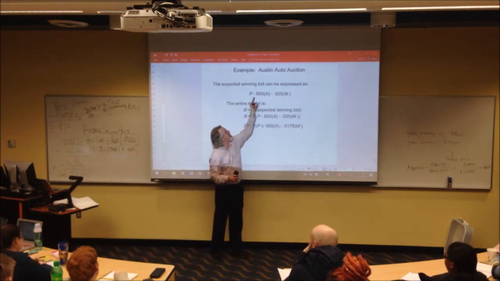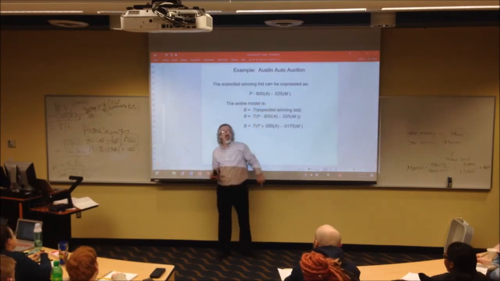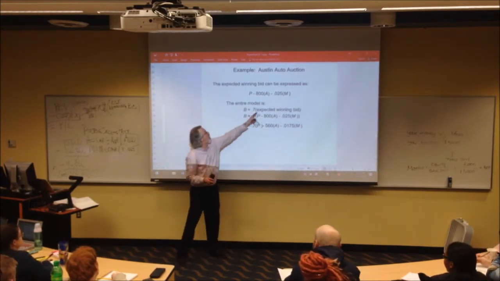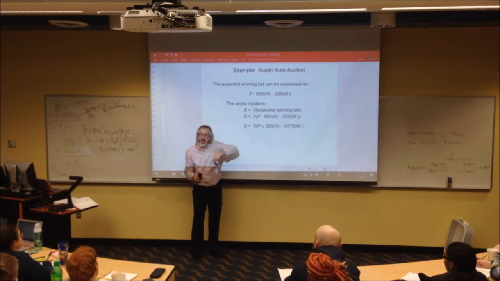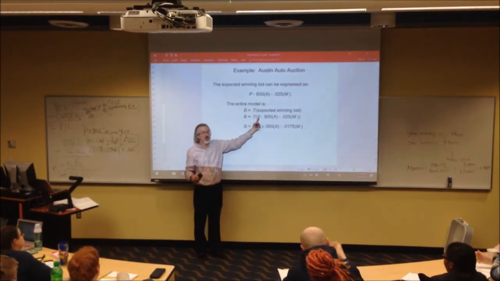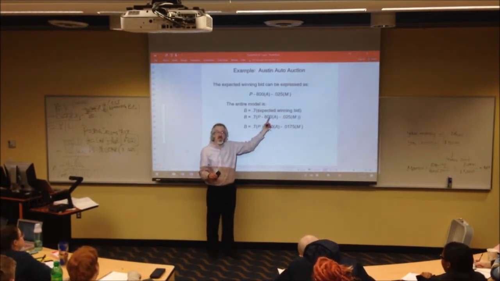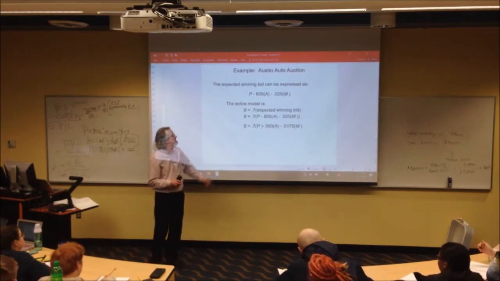The winning bid is going to be the original price minus $800 times the age, minus 2.5 cents for the mileage. But then, once we get that winning bid, we have to multiply it times 70% to get the starting bid. So here's the formula: 70% of the original price minus 800 times the age, minus 2.5 cents times the mileage, and that will get us to the starting bid.